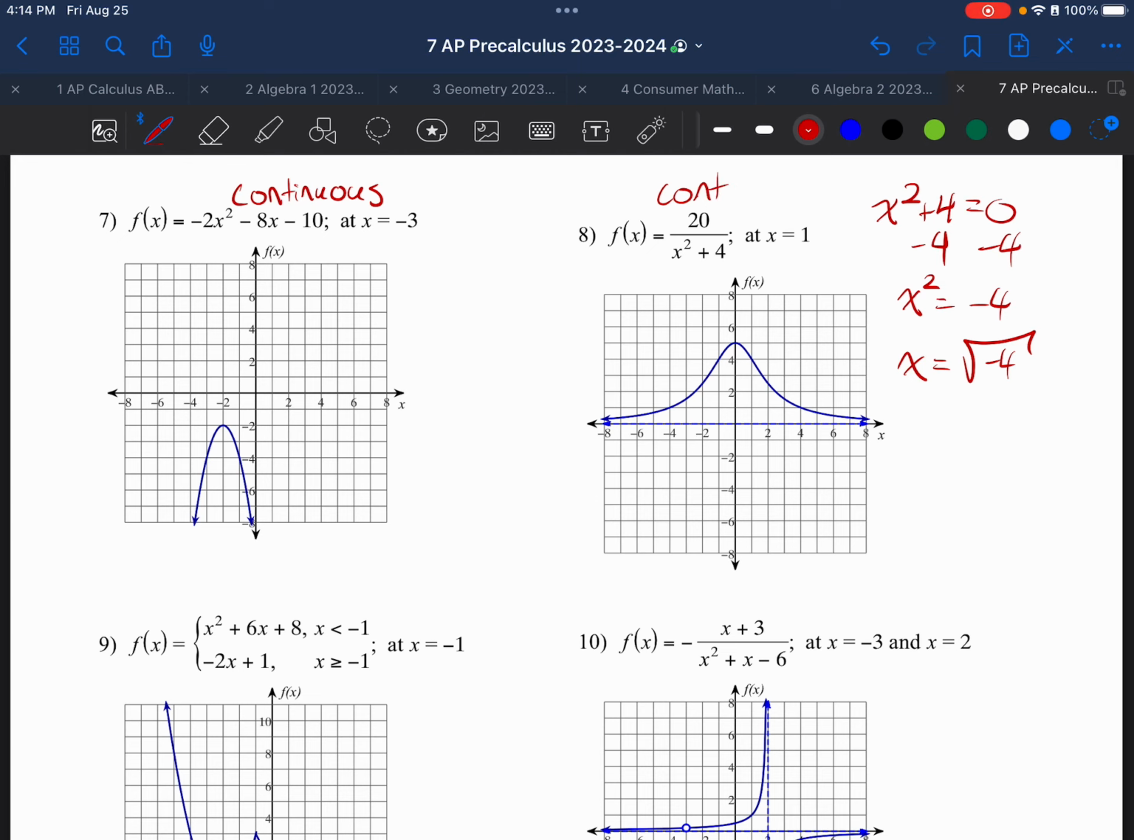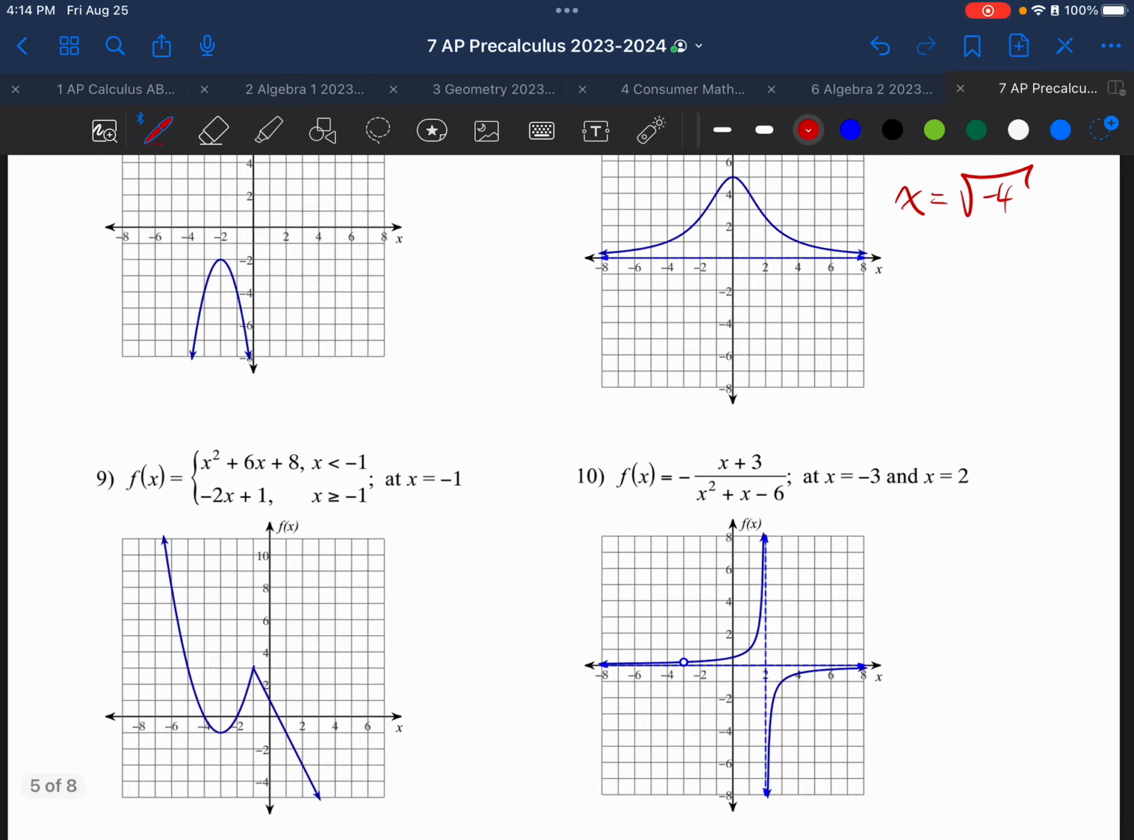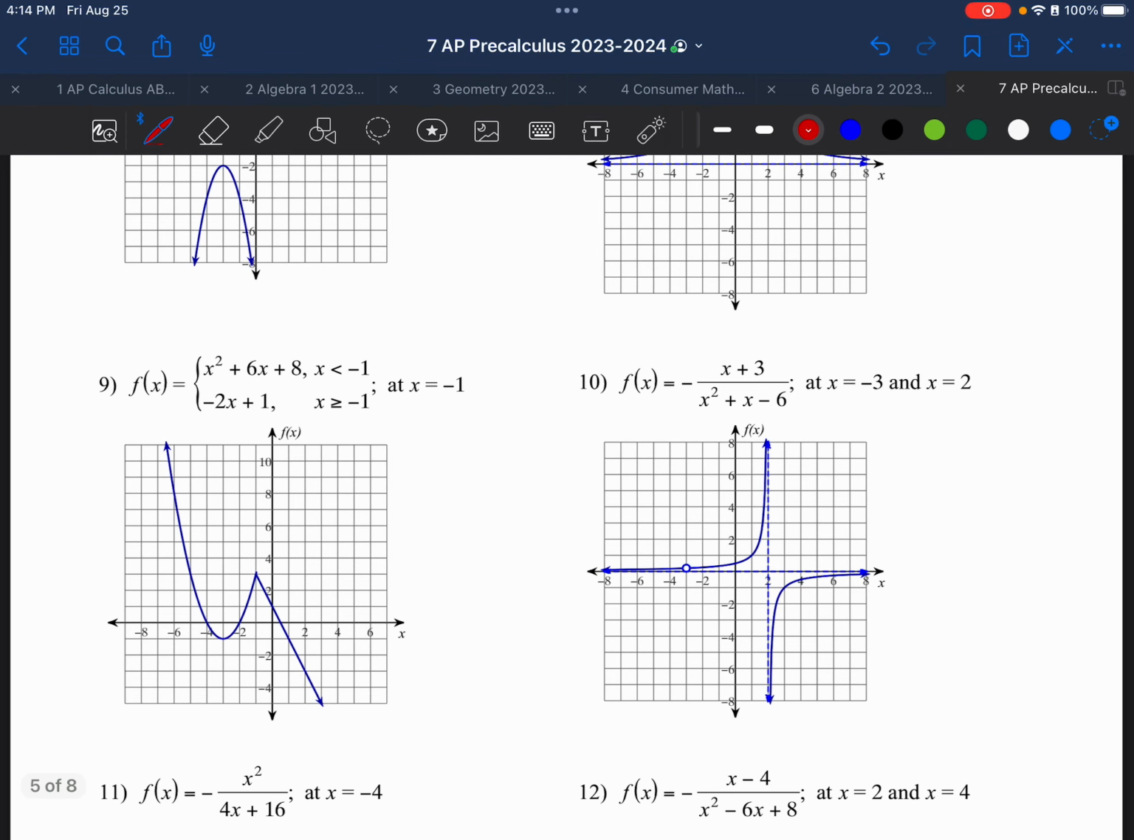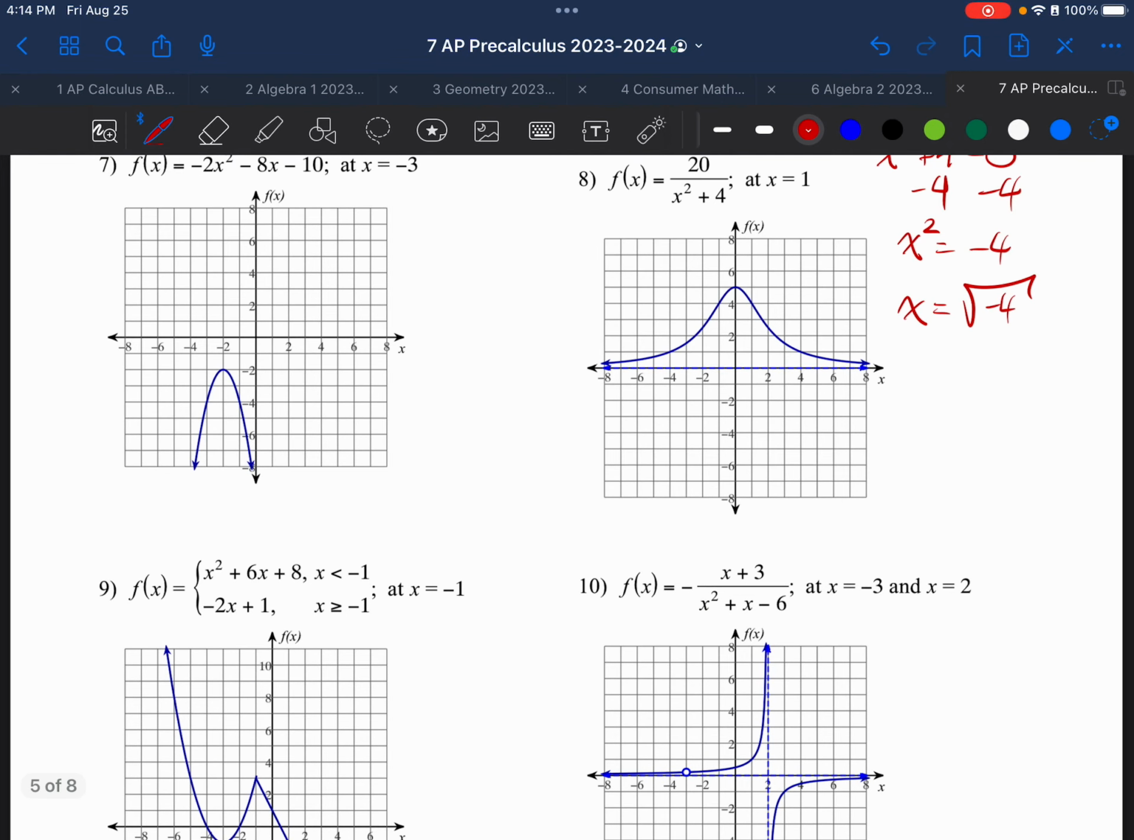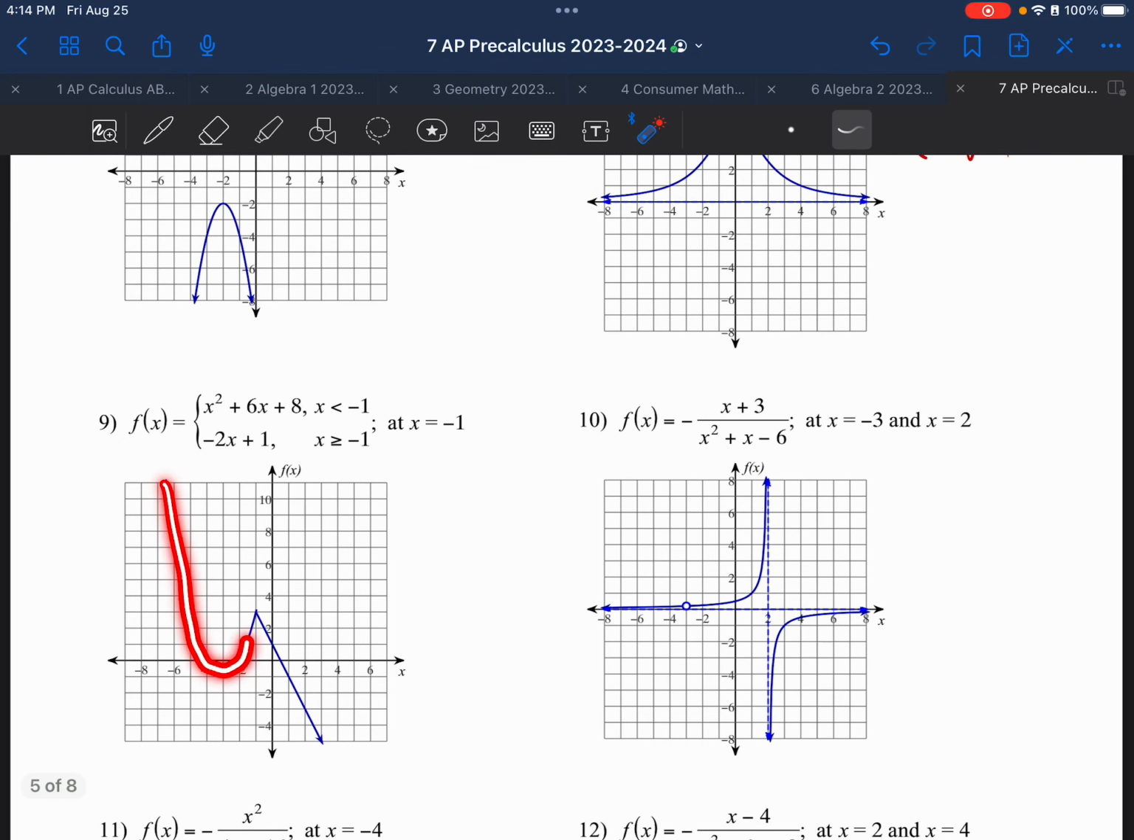If the leftover isn't allowed to be set equal to 0, then it's continuous. And number 9, all of these can be done with a pencil test, right? Didn't have to pick up my pencil, continuous. Didn't have to pick up my pencil, continuous. Number 9 is the same way. Didn't have to pick up my pencil, continuous.